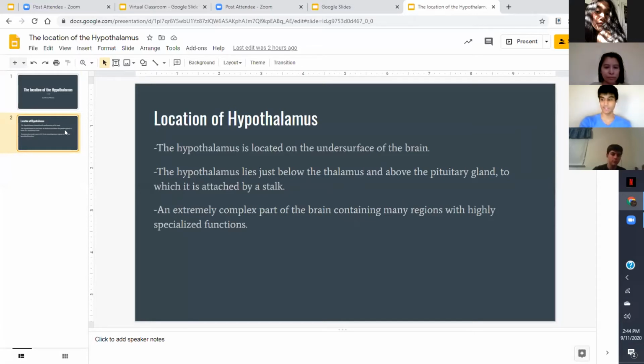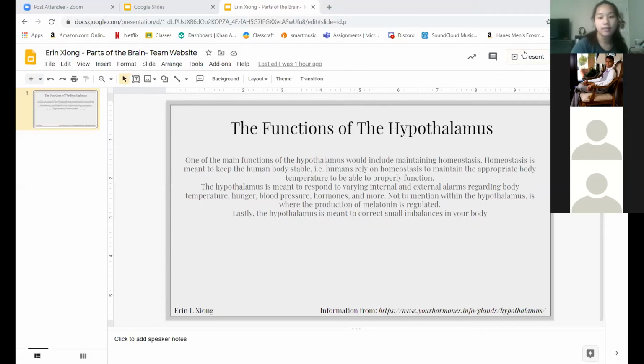Okay, so next up is Aaron talking about the functions of the hypothalamus. So for today, we will be talking about the functions of the hypothalamus.